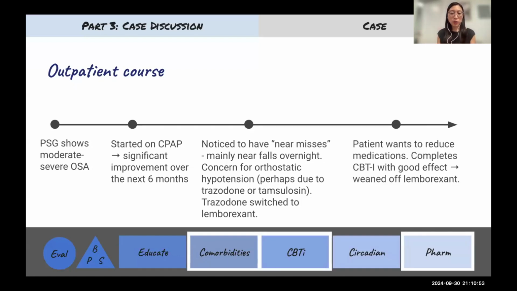Ultimately, after a few months, the patient comes to you and says that he wants to really reduce the amount of sleep medicines that he's on. He doesn't want to take a sleep medicine for the rest of his life, and he wants to see if there are any other strategies that he can pursue in order to help with the sleep. You refer him to CBT-I, and he completes the course with good effect, and he's ultimately able to be weaned off the lemborexant and does very well with just the CPAP.